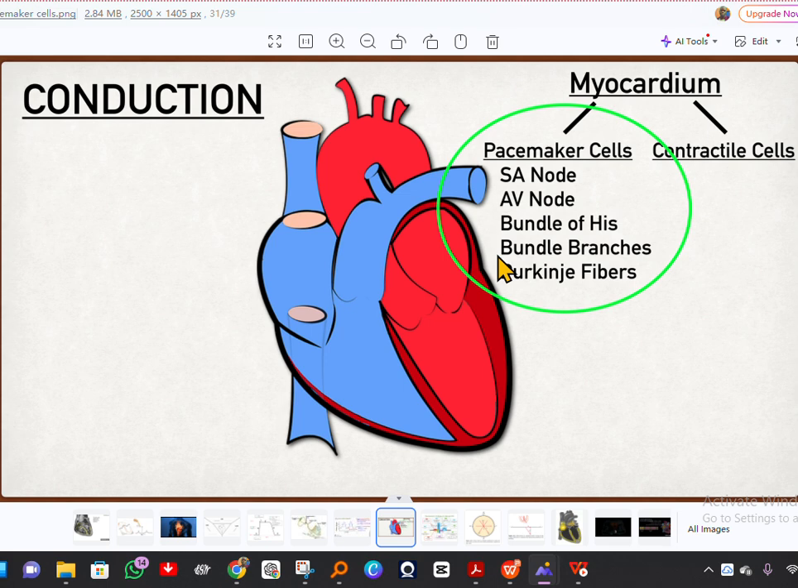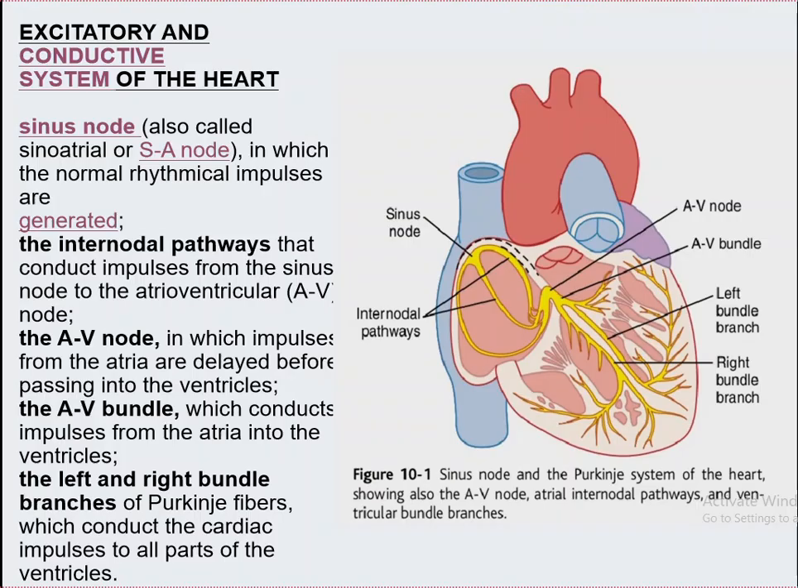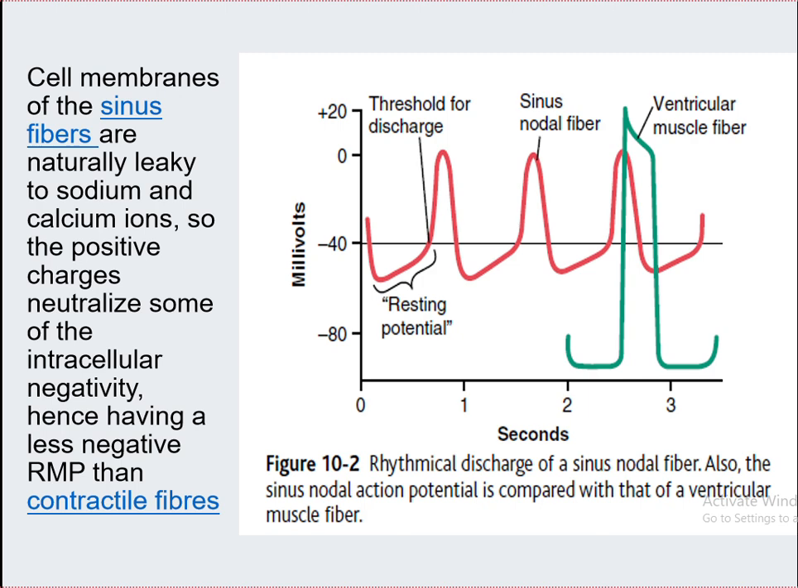Hope you know what that means. Meaning when they are excited, they respond by simply transmitting the impulse, but they don't contract. These are the cells that make up our excitatory and conduction system. Then the rest of the cells which are not part of this system are contractile. They respond by contracting. Hope that is clear.